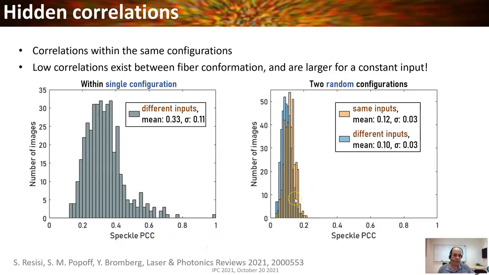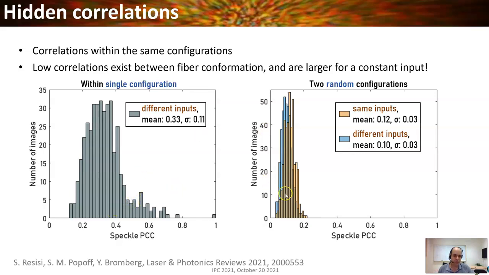On the right, we see the histogram of correlations obtained from speckles generated from two different fiber configurations. In orange, we see the correlations obtained for the same input, and in blue, the correlations obtained for different inputs. In both cases, the distribution is, of course, centered at much lower correlation values relative to the correlations obtained for the single fiber configurations, since this is correlation between two strongly perturbed fiber configurations.